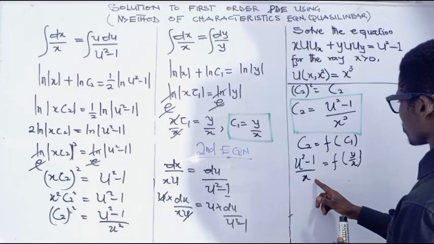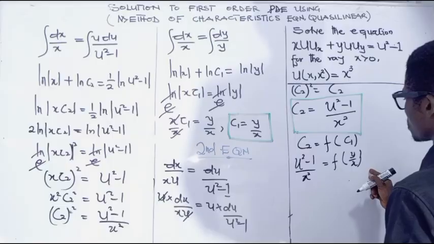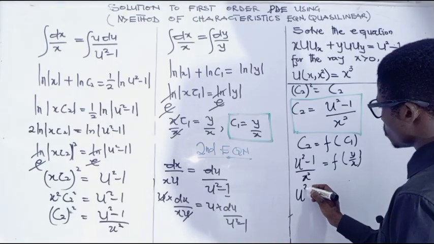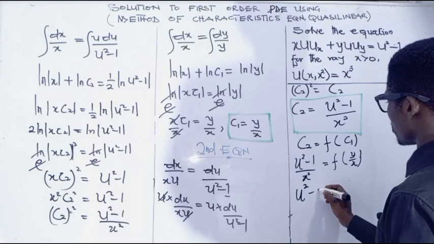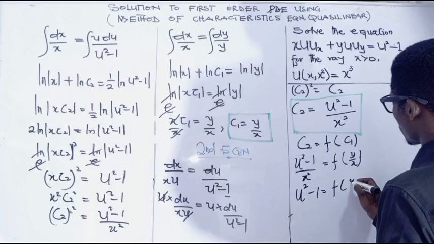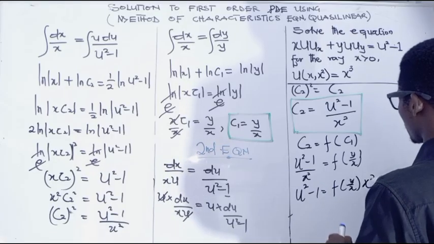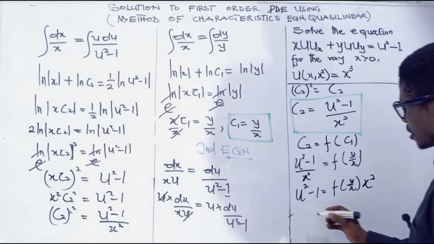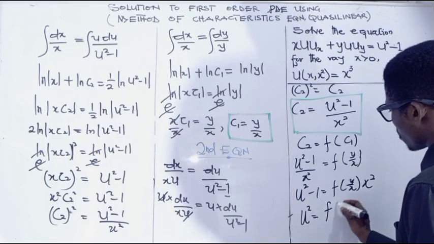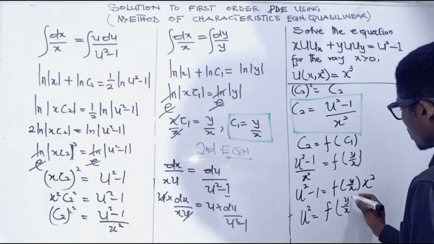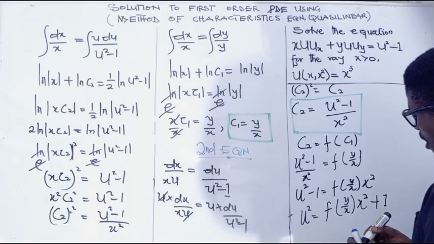So once we have this, let's try to see if you can make u squared the subject. So we are going to multiply through by x squared. So we have u squared minus 1 is equal to a function of y all over x, and then we multiply by x squared. So we can bring 1 to the right hand side. So we have our u squared is equal to a function of y all over x multiplying x squared plus 1. So this becomes our general solution.